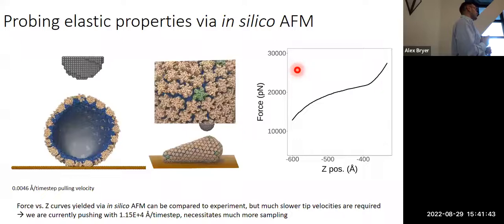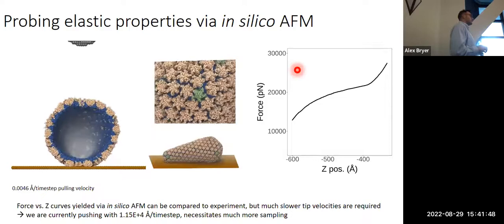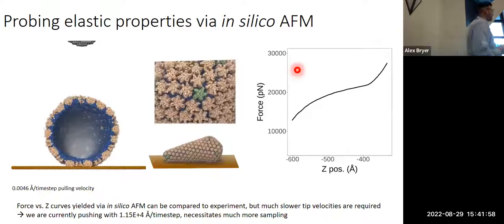So you don't have anything inside this? No, this is empty. So where are the ions? Oh, the ions are there. They're just not shown. There are about 6,000 ions in this system that corresponds to about 150 millimolar.